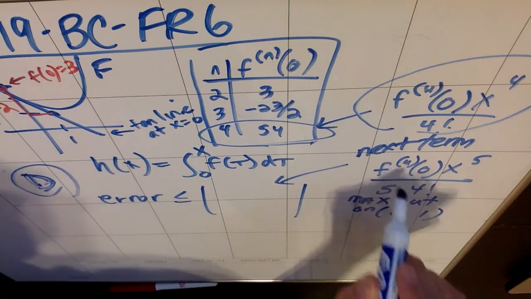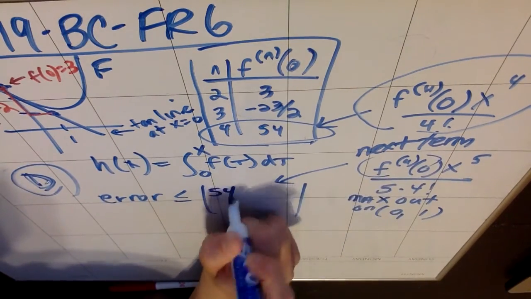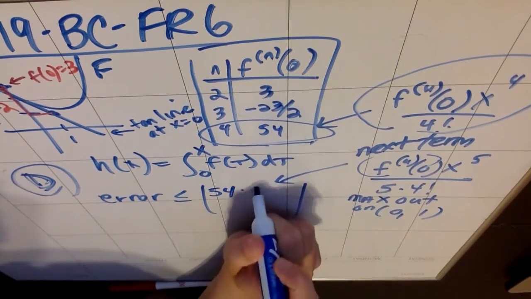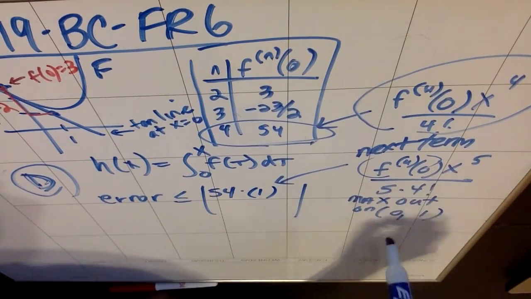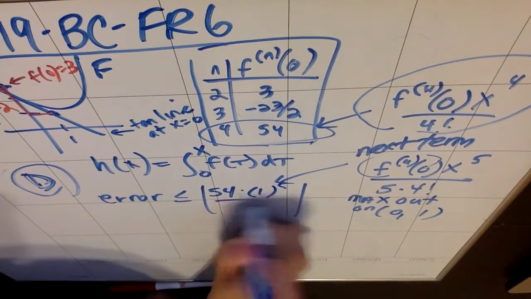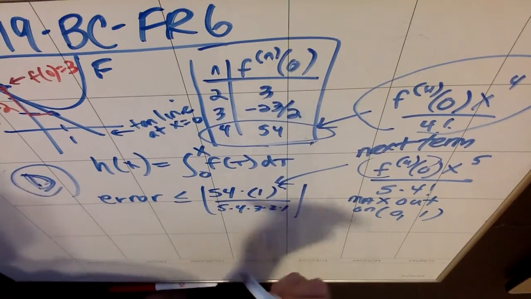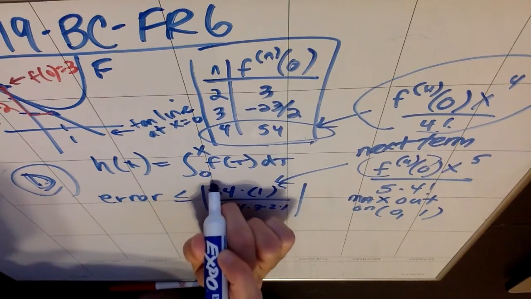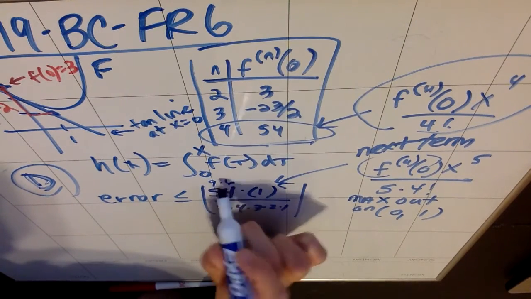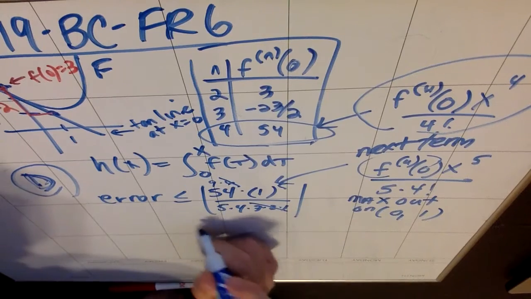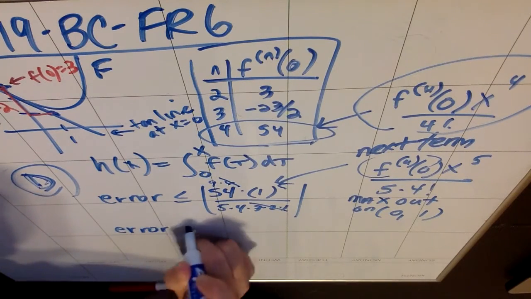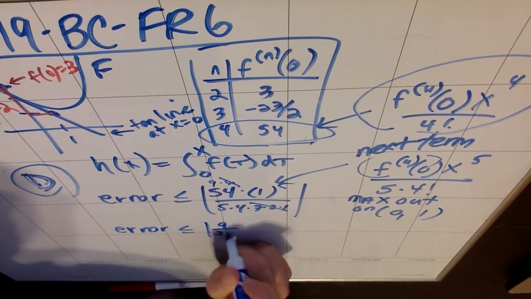When I max this out, this is a quantity I know. This is 54, right? 54 times, when I max out x to the fifth on this window, it's 1 to the fifth, over 5 times 4 times 3 times 2 times 1, which I can clean up by canceling a bunch of stuff. So I recognize that 54 is 9 times 6, and that 6 is going to cancel. So I end up getting that the error is less than or equal to the absolute value of 9/20.